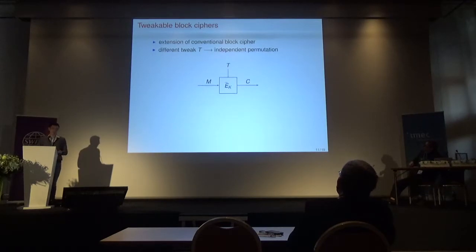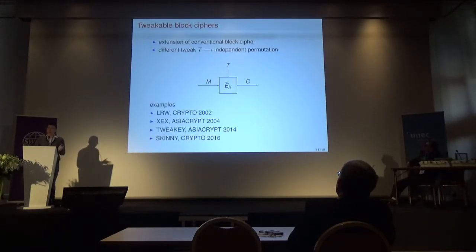A tweakable block cipher is actually an extension of a conventional block cipher. It takes an extra input, the tweak, and for every different tweak, we will have an independent permutation. So it gives more flexibility, because the key K is a private parameter, while the tweak T is actually public. Here are a few examples of previous dedicated and modular designs of tweakable block ciphers.